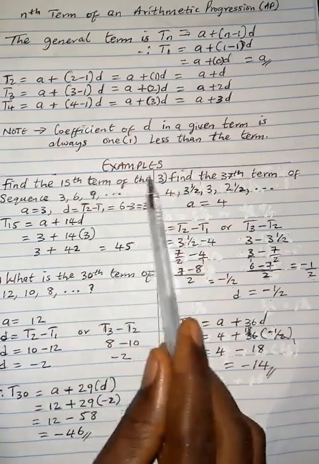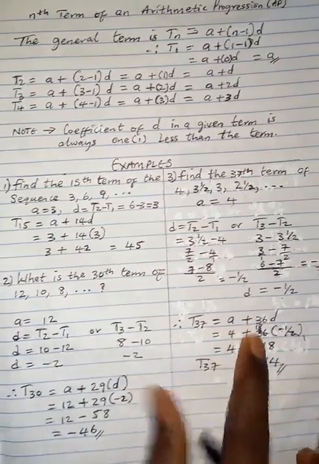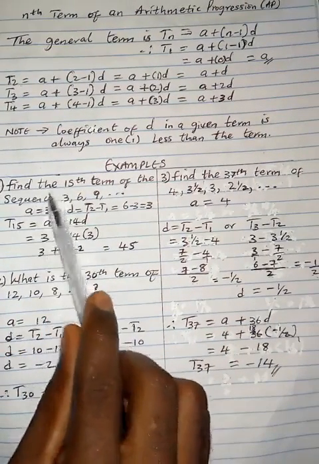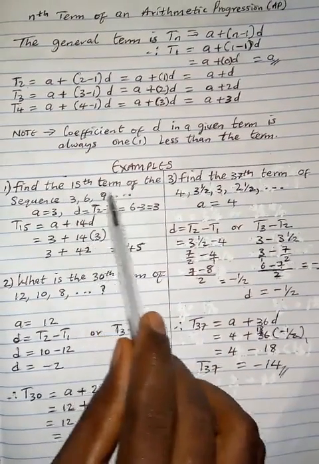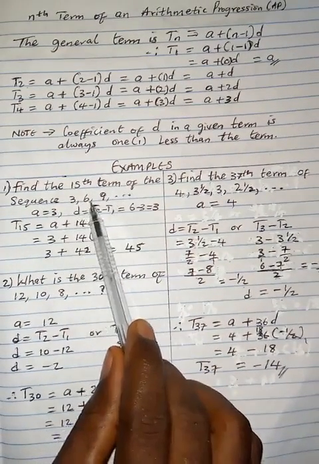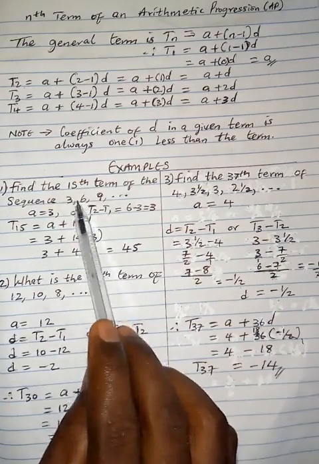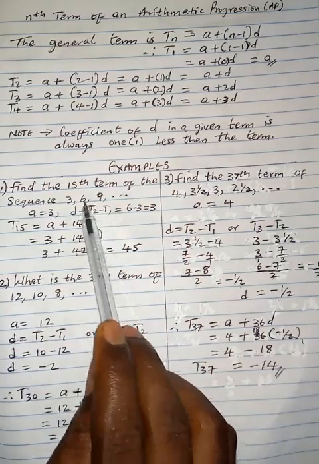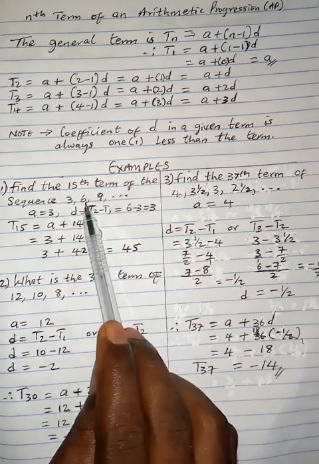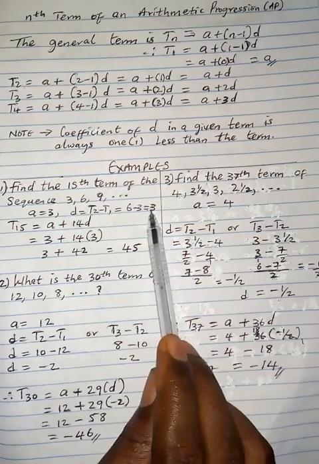Okay. Example 1. The first question is: find the 15th term of the sequence 3, 6, 9. A is the first term, which is 3. D is the common difference, which is gotten as 6 minus 3, that's the second term minus the first term, which equals 3.